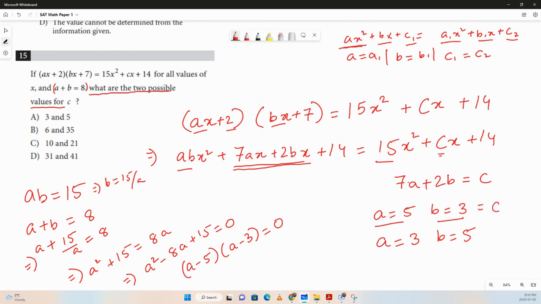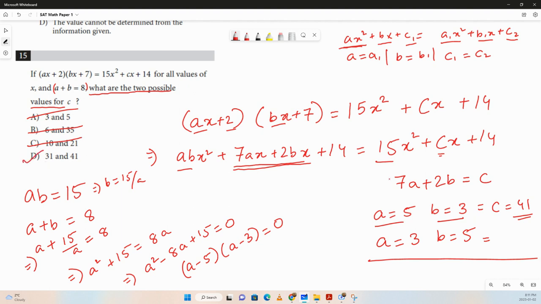So if A equals 5, 7 times 5 is 35, and 3 times 2 is 6. So 35 plus 6 is 41. We can find the second value of B, but let's see whether any other option has 41. A doesn't have 41, B doesn't have 41, C doesn't have 41, only D has 41. So we don't even have to calculate this. Whenever we get one value, we'll see which option has 41 and we'll just select it.